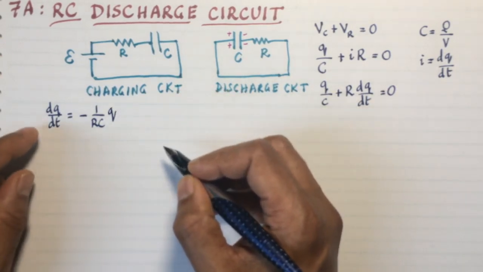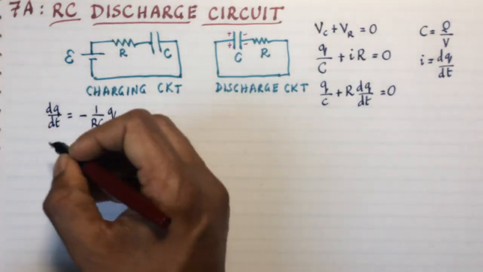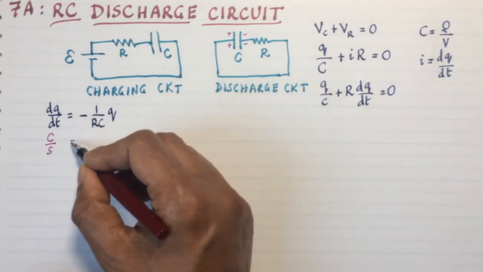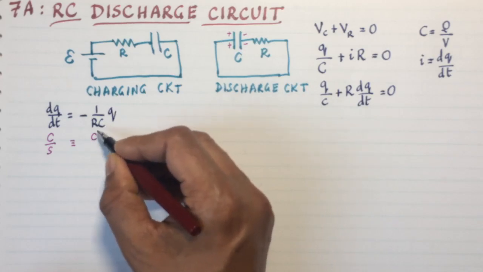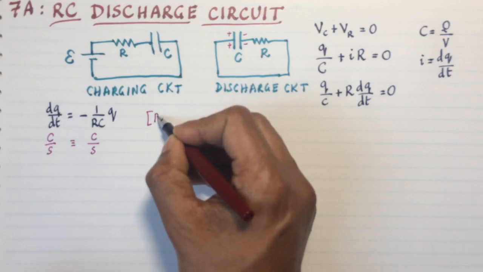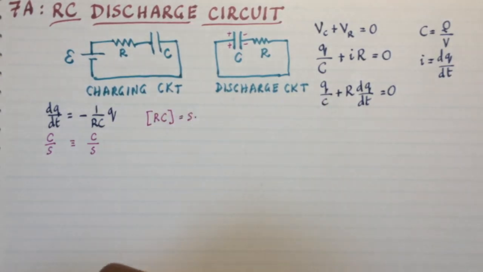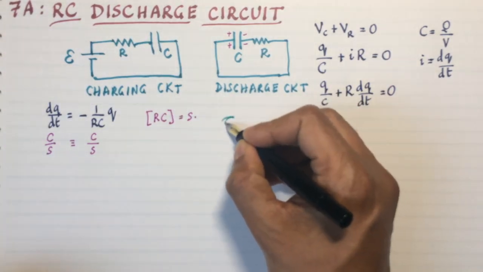Now if you notice the left hand side, it has dimensions of coulombs per second. The right hand side therefore should also have the same dimensions. q is already coulombs, therefore the product of R times C must be seconds. So the units of R times C are the units of seconds. For this reason, the product R times C is known as the time constant of the RC circuit, denoted by the Greek letter tau.